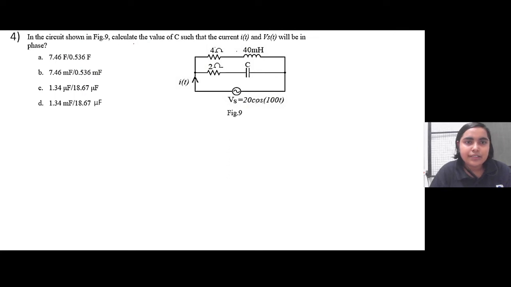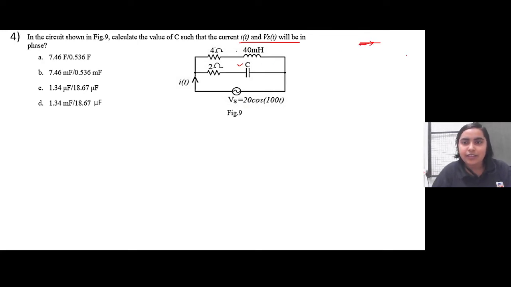Here in this circuit, we have to calculate the value of C such that the current Is and Vs will be in phase. So the trick here too is to understand what this means, right? So when are the current and the voltage in phase in case of an RLC circuit? Like you just know, in case of a resistance, the voltage and the current will be in phase with each other.